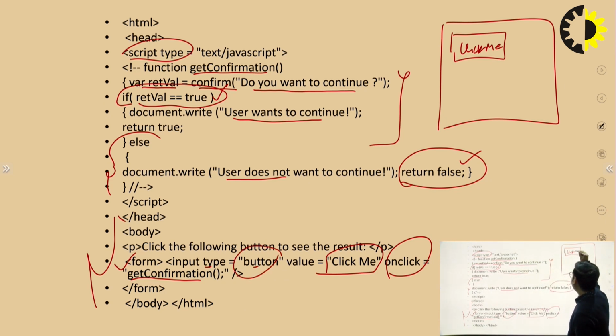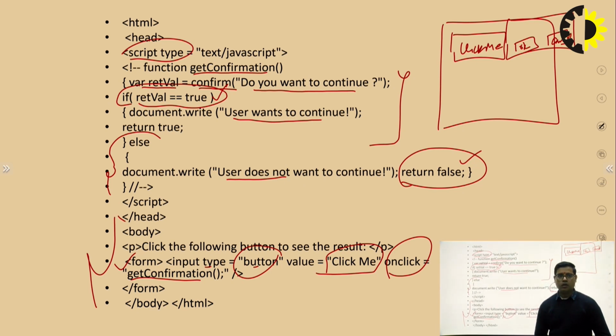"Click me". Whenever the user clicks the button, the confirmation box comes up on the browser screen, and inside this confirmation there are two buttons called OK or Cancel. These two buttons are processed through this particular code.